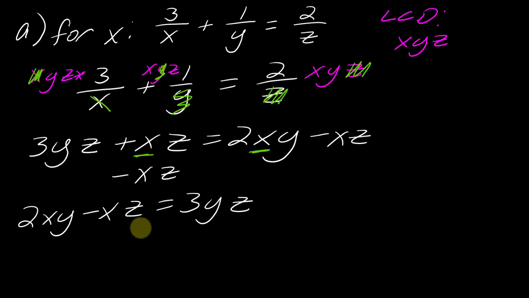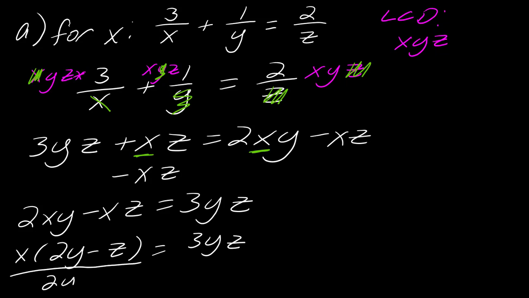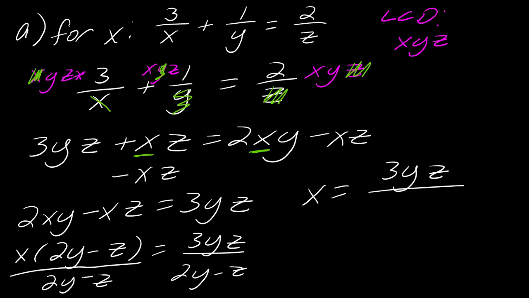So how am I going to get this x by itself? Well, you'll notice that even though these aren't like terms, they do both have x in common, and so you can actually factor out x. So I can write the x here and factor this out as shown, and I get all this. And so now I can just divide out the stuff I don't want again. So now I can divide by 2y minus z, divide by 2y minus z, oops. And so in the end I get x equals 3yz over 2y minus z.